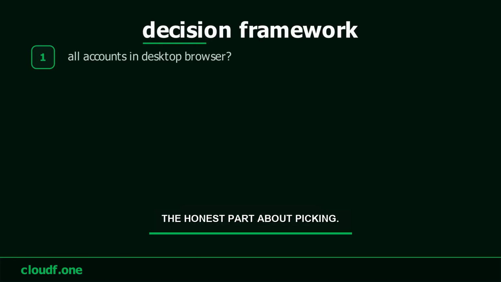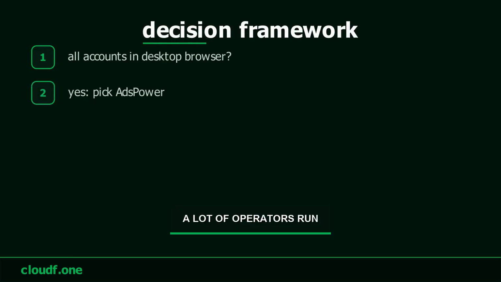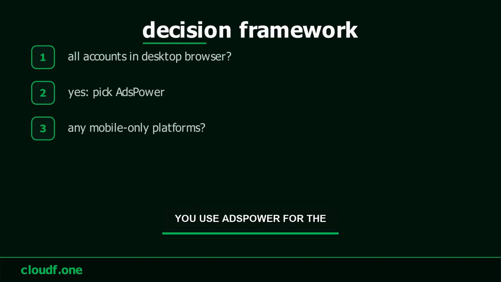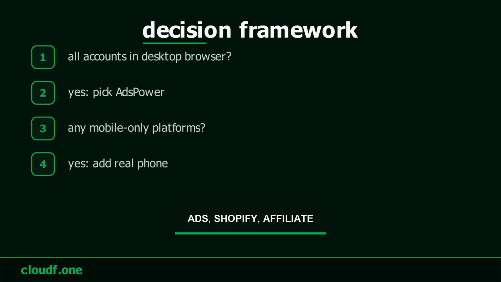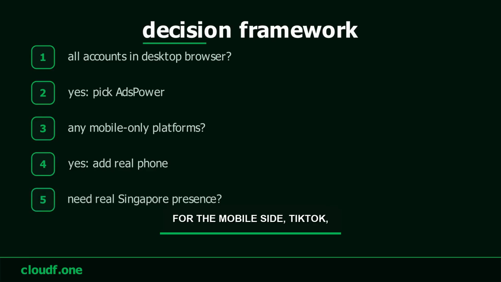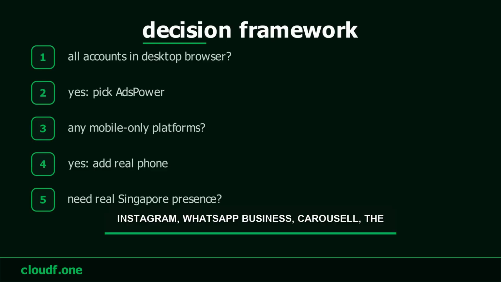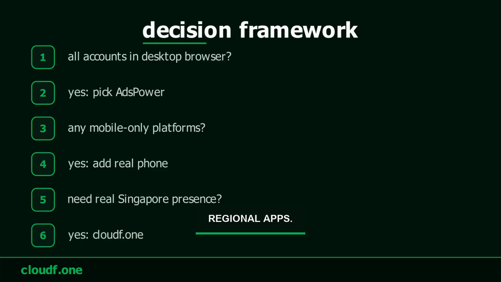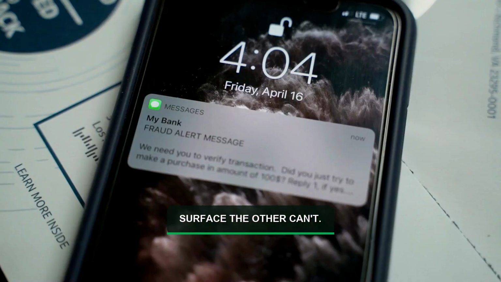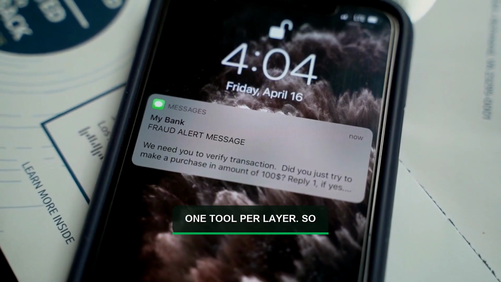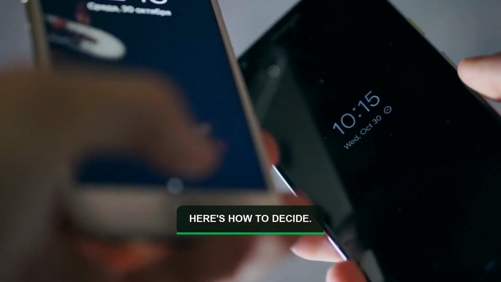Now the honest part about picking. These are not really enemies. A lot of operators run both, and that's often the smartest setup. You use AdsPower for the website, Facebook ads, Google ads, Shopify, affiliate networks, anything in Chromium. And you use cloudf.one for the mobile side, TikTok, Instagram, WhatsApp Business, Carousell, the regional apps. The budgets don't even fight because each one covers a surface the other can't. One tool per layer.